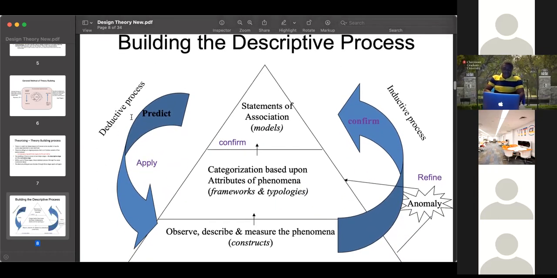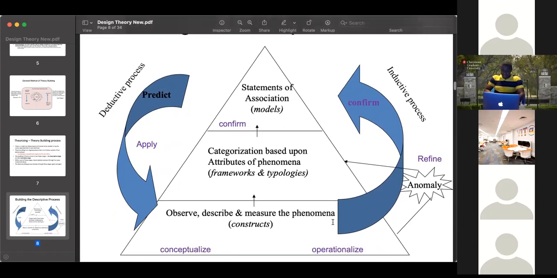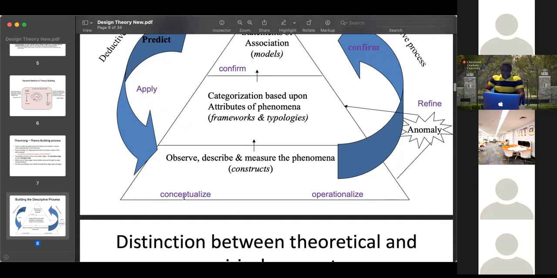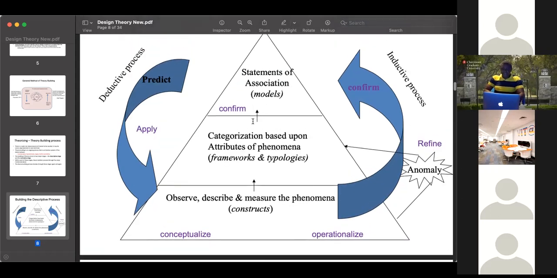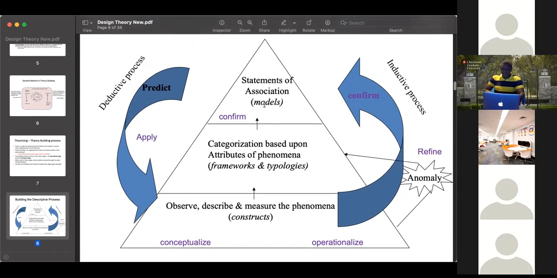So the deductive process: you predict, you apply, and it begins with conceptualization and operationalization. That is, you observe the phenomenon, you describe what you have seen, and then you measure the phenomenon. That is the constructs. Then you begin to categorize based upon the attributes of the phenomenon, frameworks. And then here we have the model of association. You come up with a model. Remember that a model is not a theory.